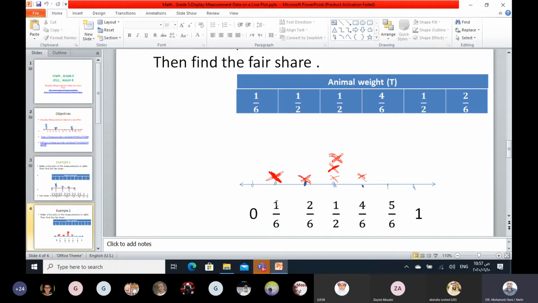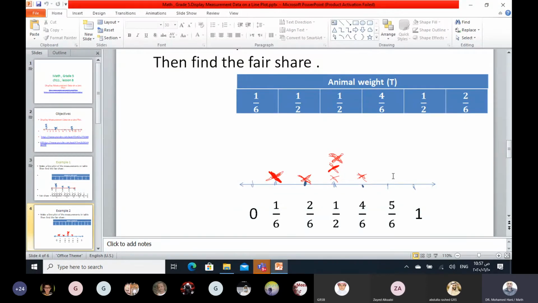At the first one, put 1 over 6. The second one, 2 over 6. The third one, 3 over 6 or 1 over 2. The center, the middle. Then the fourth one, 4 over 6. Then 5 over 6. Then here we have 6 over 6 or equal 1, equivalent.